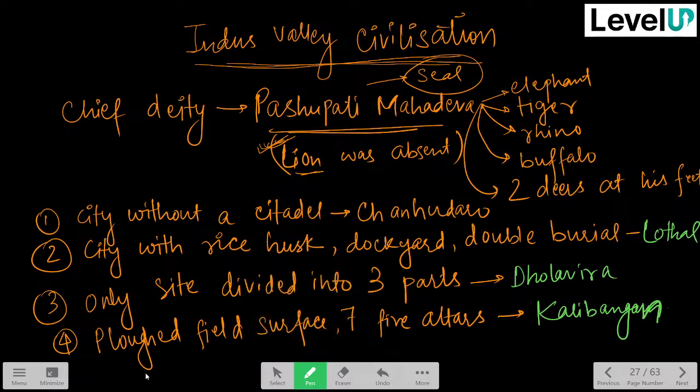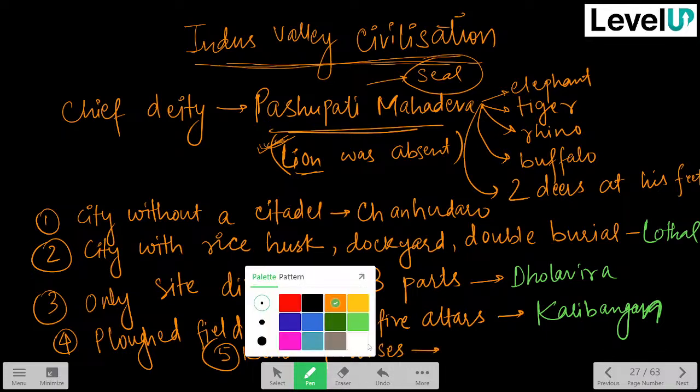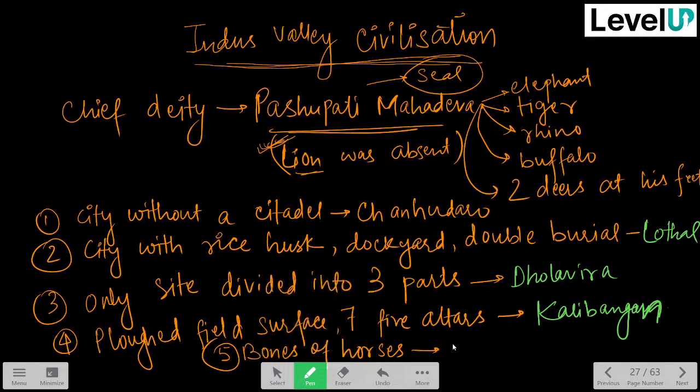Next, bones of the horses. Where have we found this? Bones of the horses. So we can write it over here. Next is the fifth one, bones of horses. Where have we found this? We have found this in Surkotada. Please try to remember all these things, right?